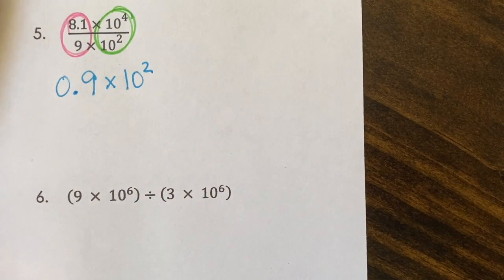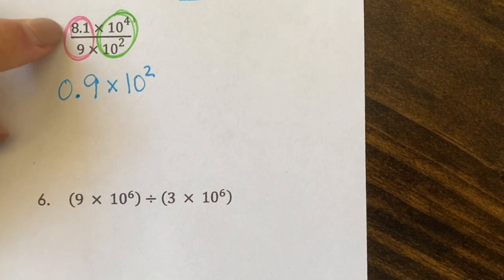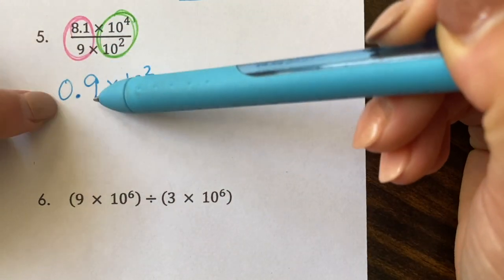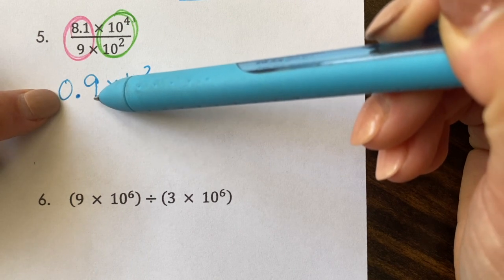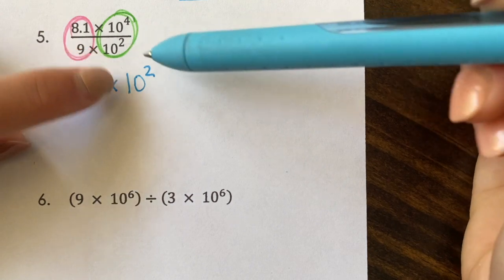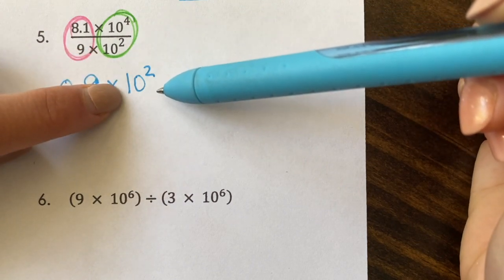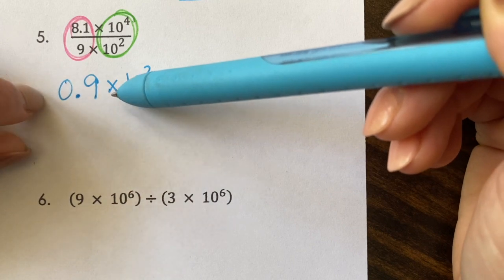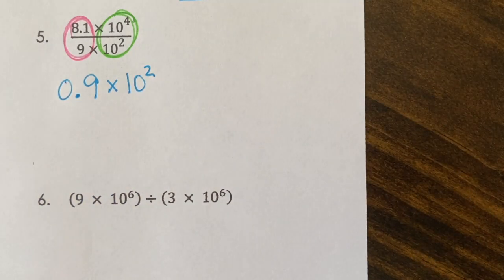All right, so where did our answer come from? We took the very first part and we divided the top number divided by the bottom number to get 0.9. We took the top number, we divided by the bottom number to get 10 to the second power, and there is multiplication in the middle. Okay, so that is the correct answer.